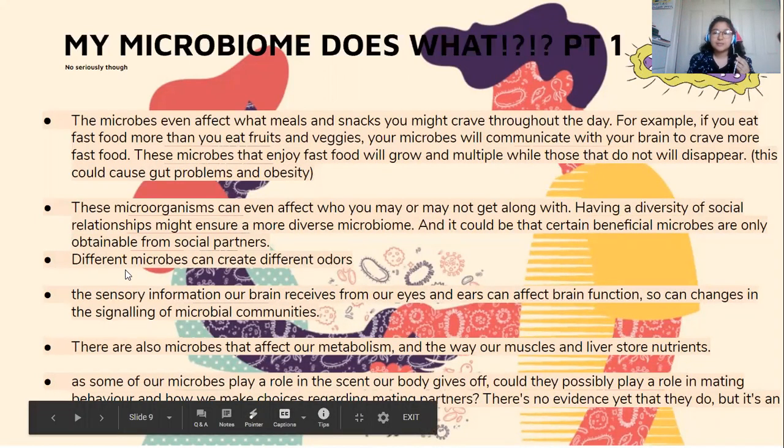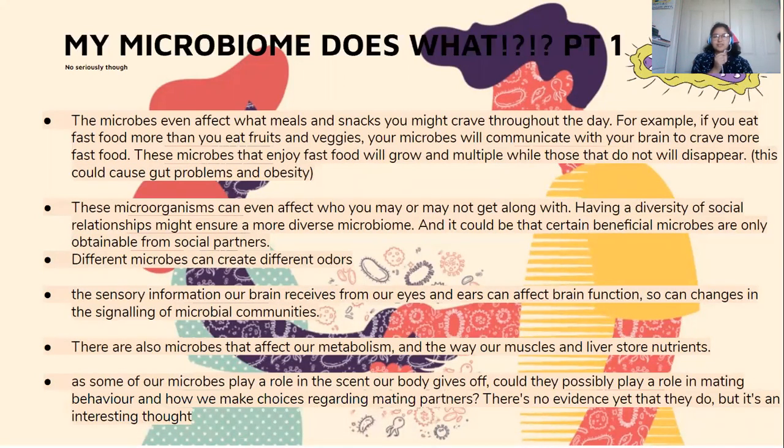So these microorganisms can even affect who you may or may not get along with. So having a diversity of social relationships might ensure a more diverse microbiome, which is what we know now as a healthy microbiome. Many people also don't know this, but different microbes can create different odors. That's why everyone smells different when they perspire. So some people might have bacteria that smell worse than others and vice versa. And so this could also play a role in how we choose partners or how we choose certain friends to hang out with and certain friends not to hang out with.